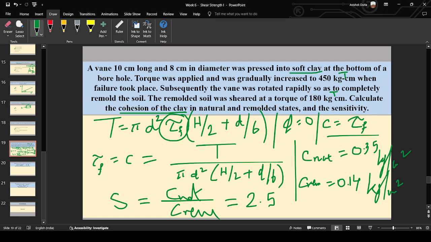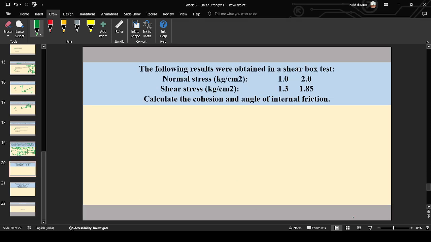Next question. The following results were obtained in a shear box test. Normal stress 1 and 2, shear stress 1.3 and 1.85. So here it is very easy. We know the equation is τ equals C plus σ tan φ. Using this, we'll get the first one. Tau is equal to how much?